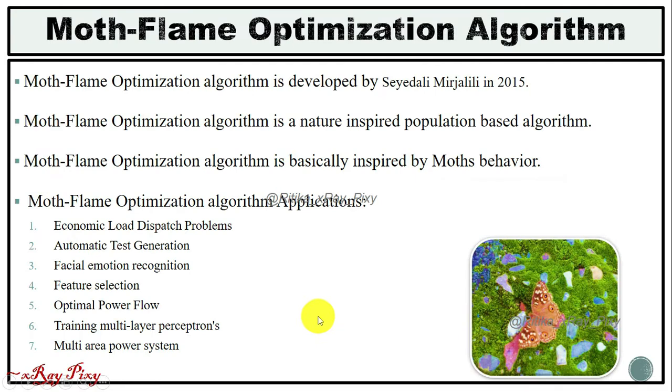This algorithm was developed in 2015, and it is a nature-inspired population-based algorithm that is basically inspired by moth behavior in nature. The author compared this algorithm with different nature-inspired algorithms and 7 real engineering problems. Here we have certain applications where we can use this algorithm: training of multi-layer perceptron, multi-area power system, feature selection, facial emotion recognition, economic load dispatch problem, and many more.